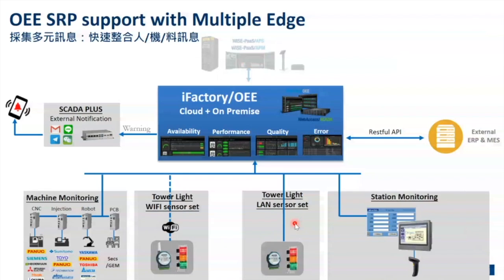For P and Q, we also have this station monitoring, because just now we talked about how you define the error type of the machine, right? And then the product quality, right? So we also have this package to help you. We will zoom into this information in a slide later on. After you do the integration to the OEE SRP, you can push all this useful information through RESTful API to your external ERP and MES system.